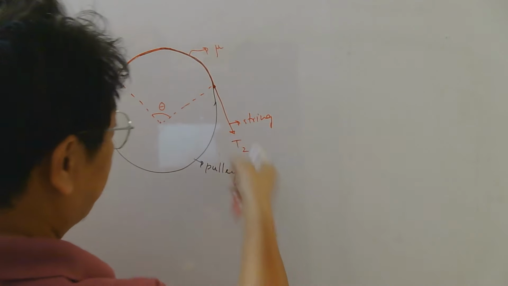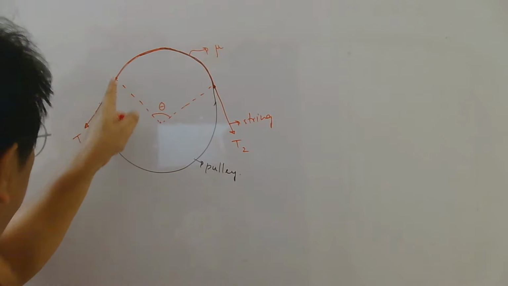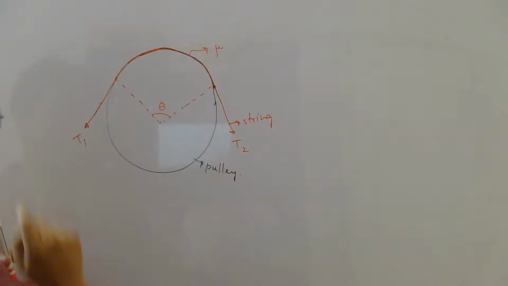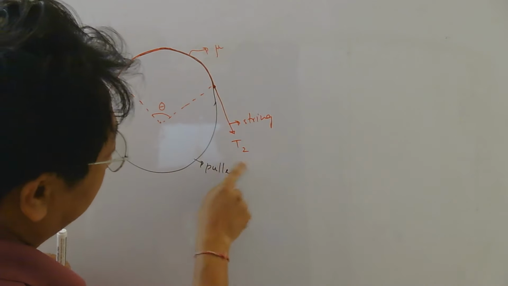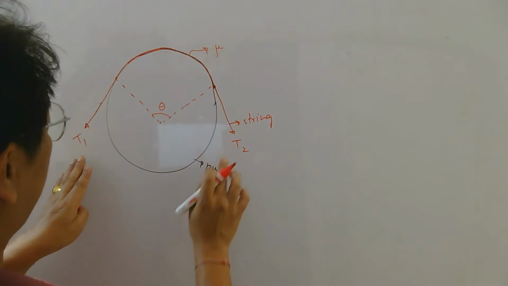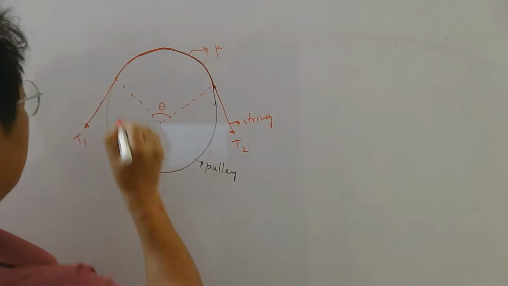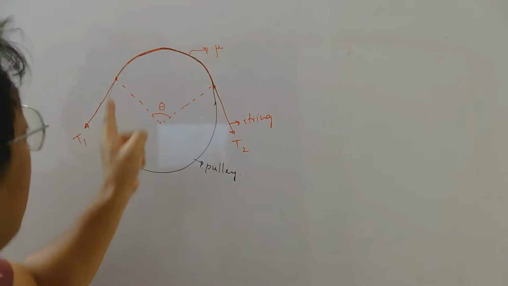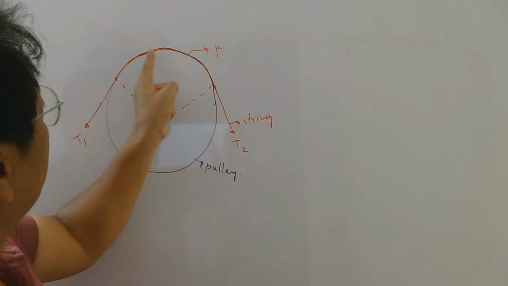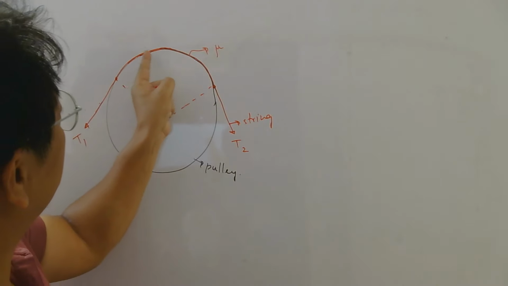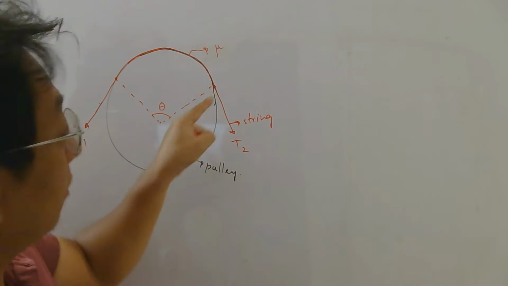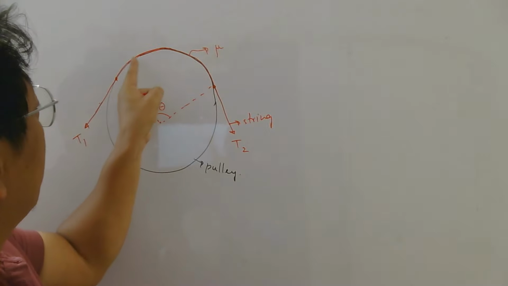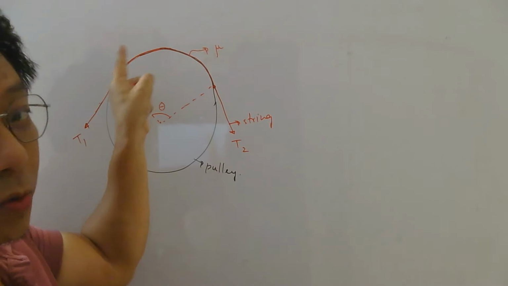Tension is a pulling force, right? So the pull on this string is T1 and the pull on this string is T2. So we want to find the relation between these two tensions, at this point and this point. As you go from here to here, tension will change from T1 to T2. Or if you go from here to here, tension will change from T2 to T1.